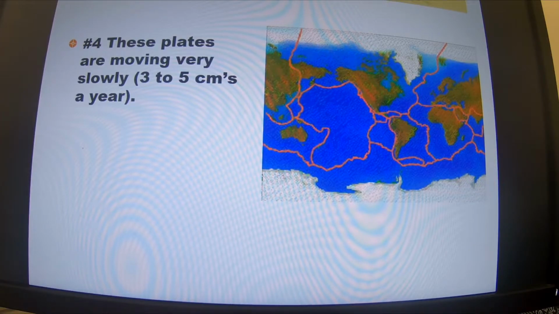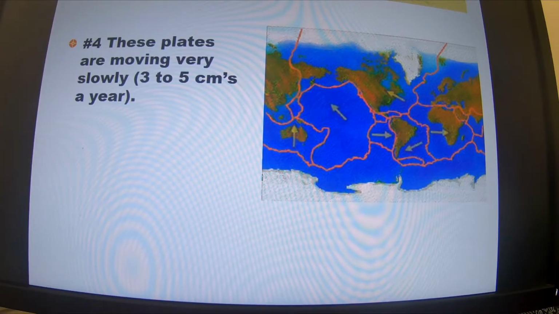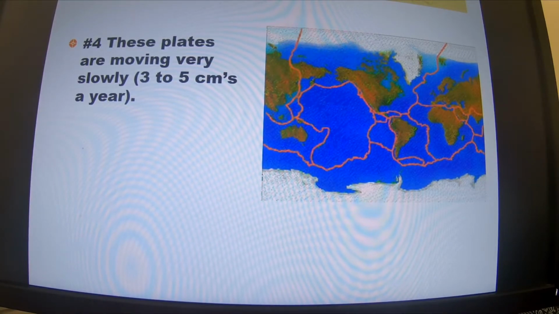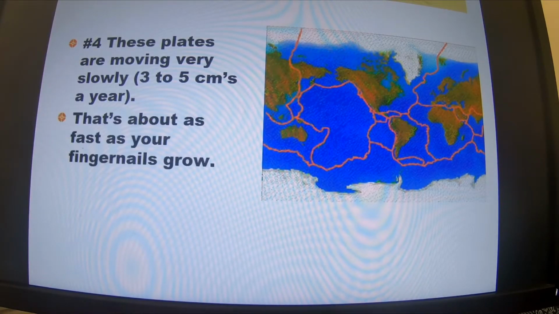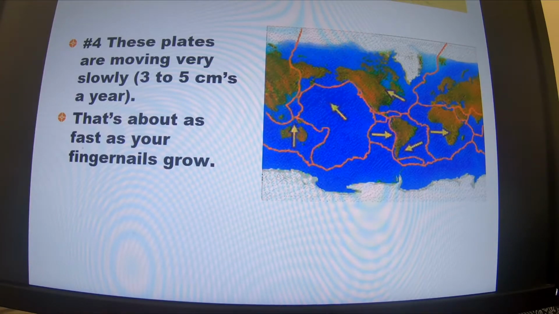And the reason we know this is we've been measuring the movements of the continents for about 50 years now. So we know, generally speaking, we can predict where they're going to be. That's about as fast as your fingernail grows. Your fingernails, I mean, depending on who you are.